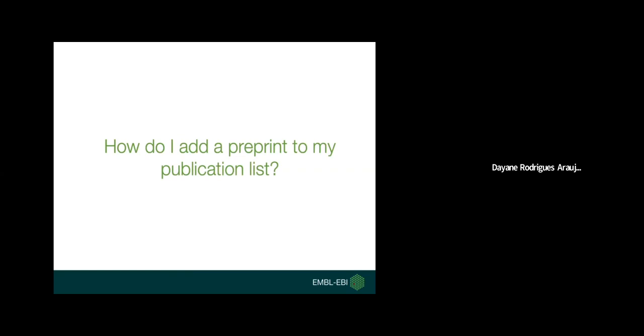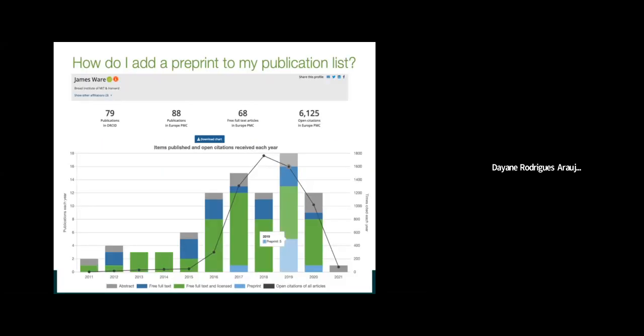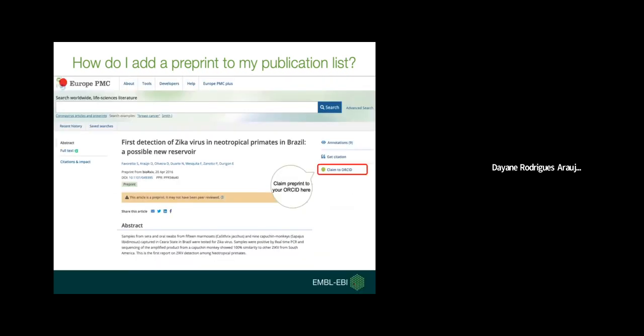So now coming to adding a preprint to your publication list. As I showed before on this author profile, you might want to have a similar profile with your publications, right? So it is really easy to have one. You just need to have an ORCID ID, and then you need to claim your publication to it. So Europe PMC makes it easy to claim your publications.